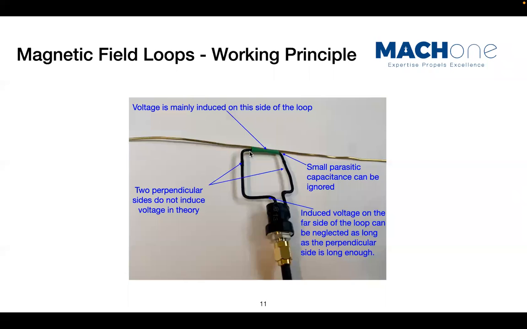Then this side of the loop, this smaller conductor, I would say 2 centimeters long, will have some induced voltage when you have a high di over dt going through this first conductor. These two perpendicular sides of the loop will not induce any voltage, simply because they are perpendicular to the current carrying conductor. And this side of the loop, since it is quite far away from the main current carrying conductor, will also not induce much voltage. So really what you are measuring is the voltage induced on this 2 centimeter long conductor on the loop.